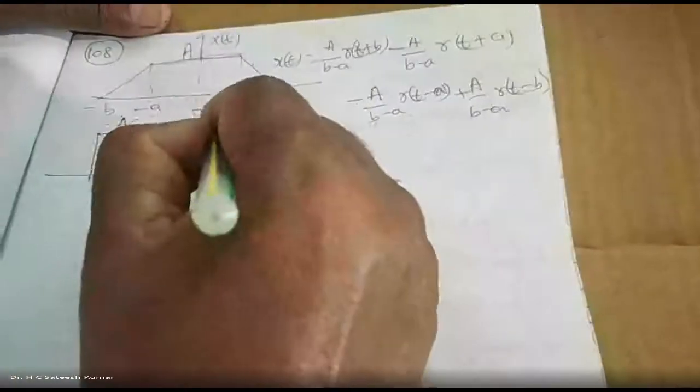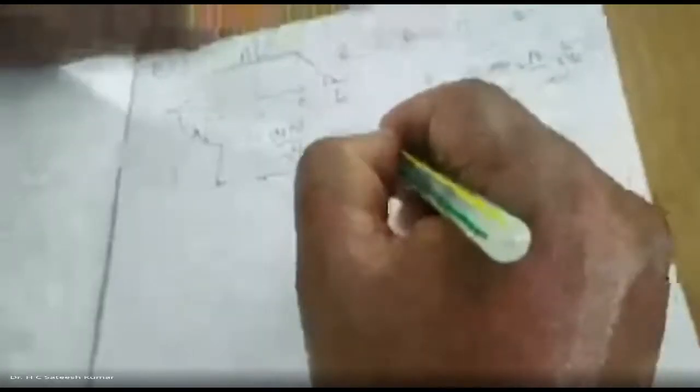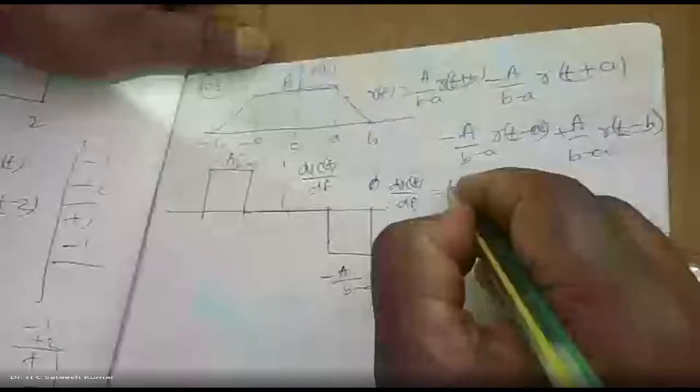A divided by B minus A, minus, this is plus. This is your dx of t divided by dt. df divided by dt is equal to differentiation of A divided by B minus A. Write it as it is.